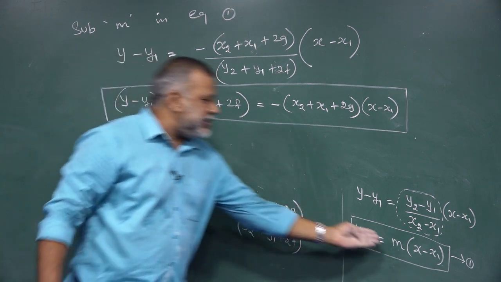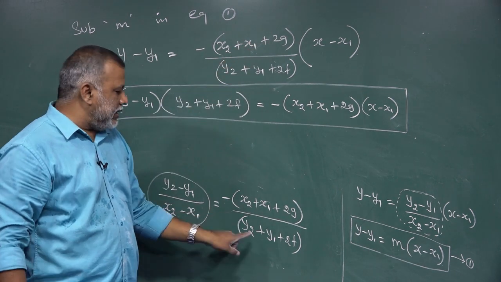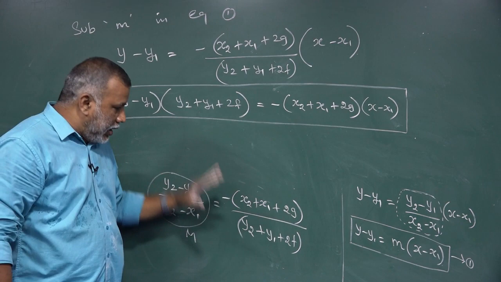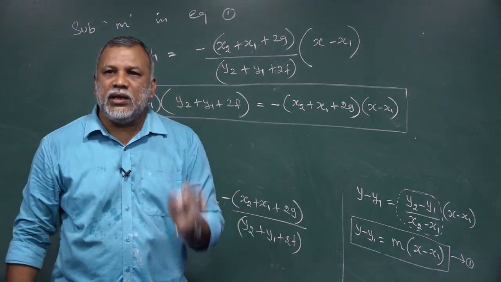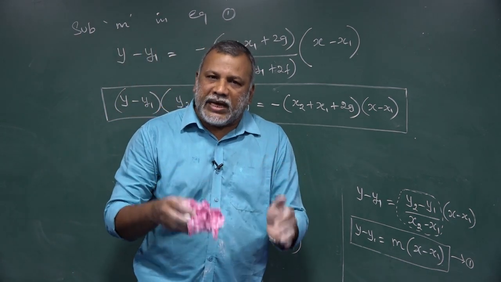Then I can replace this m in the form of negative (x2 + x1 + 2g) divided by (y2 + y1 + 2f). Now it is cross multiplied. This is the equation of the chord PQ. Now the chord PQ becomes tangent.